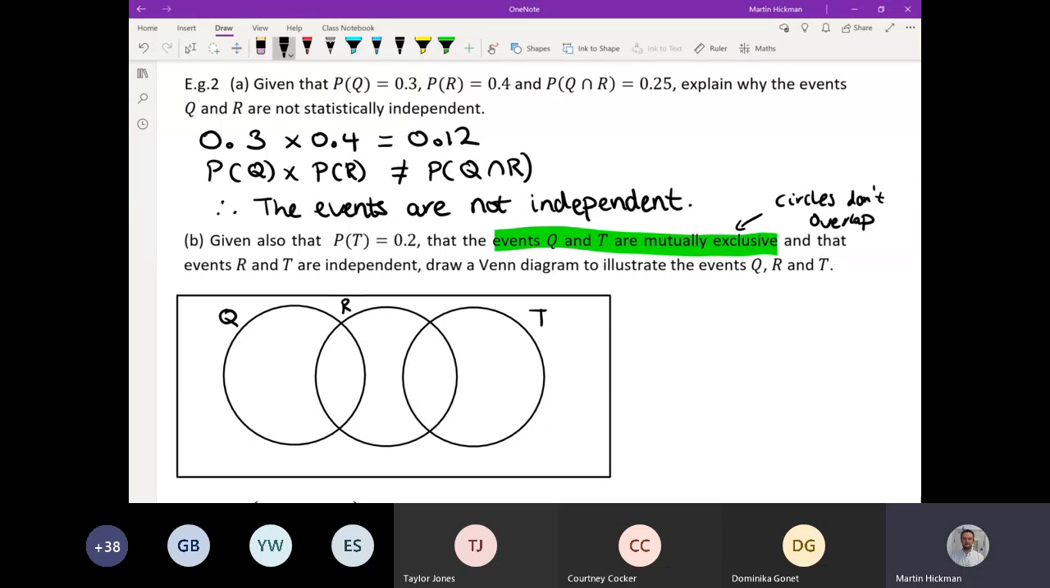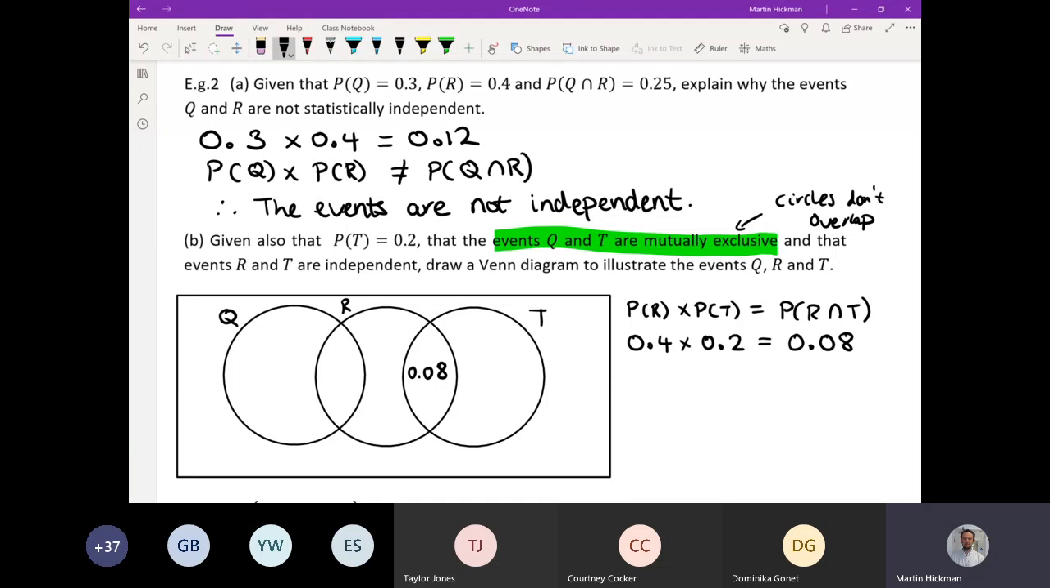We're also told that events R and T are independent. So the probability of R times the probability of T equals the probability of R and T. The probability of R from part A is 0.4. The probability of T from part B is 0.2. So the probability of R and T is 0.08. On my Venn diagram, where R and T are overlapping, that probability is going to be 0.08.